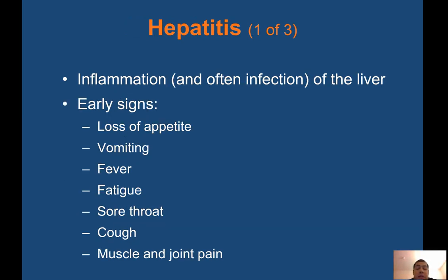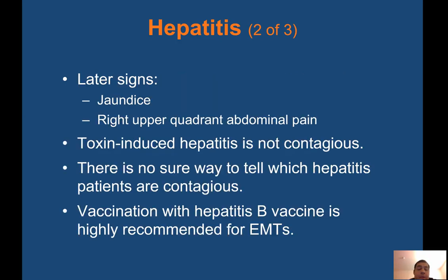Hepatitis, inflammation and often infection of the liver. Early signs: loss of appetite, vomiting, fever, fatigue, sore throat, cough, muscle and joint pain. So later signs: jaundice, so it's yellowing of the skin or yellowing in the eyes. So right upper quadrant abdominal pain.